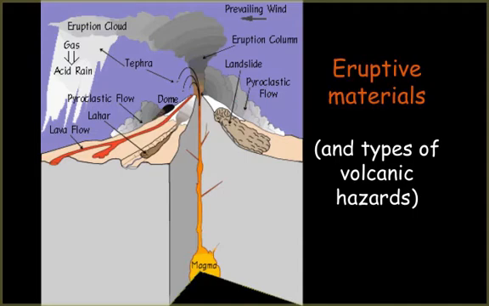We also see a lava dome forming on this side. So lava domes being more viscous material that might get erupted in a volcano. So all of these processes, all of these kinds of eruptive materials and these deposits will result from different kinds of volcanoes.